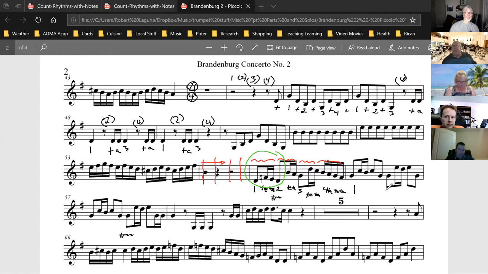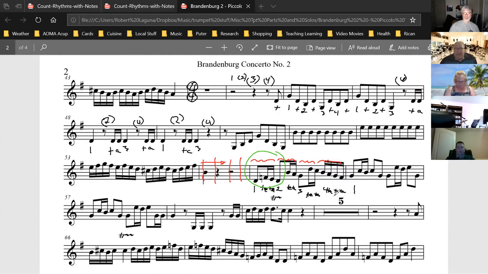So that's essentially how you work these out, regardless of what system you want to use: break it down to the smallest piece that makes sense, from the time that makes sense to start it to the time that makes sense to end it. Try not to end a counting exercise on the ta-ta. Try not to do that unless the music actually calls for that.